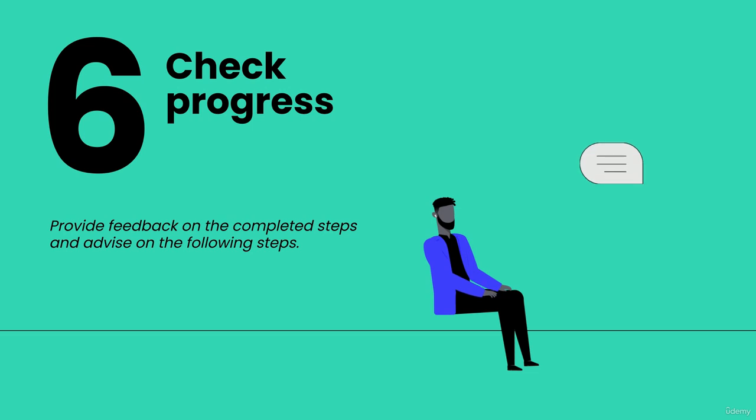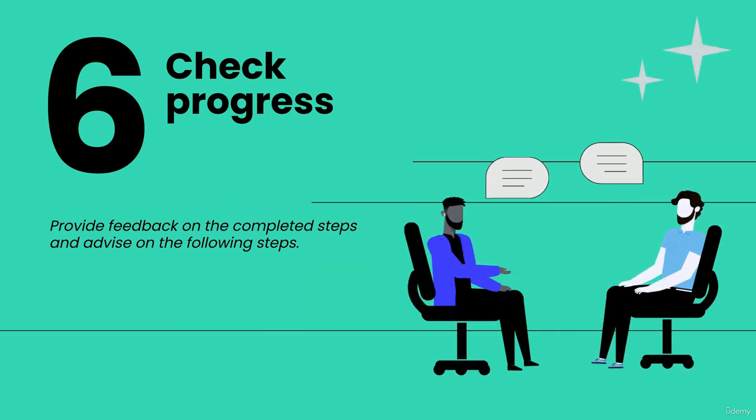You should proactively check task progress, and if the progress is slower than expected, check for constraints. Has the employee understood the expectations? Does the employee have the necessary tools? Is the employee prioritizing properly? You should provide feedback on the completed steps and advice on the following steps.